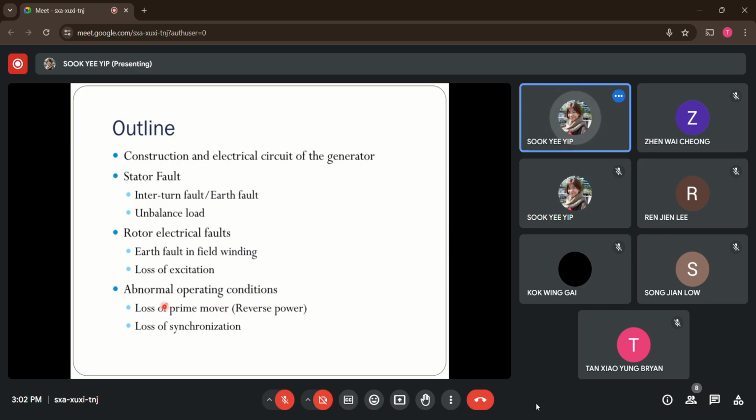Prime mover is the component that gives the motion to the generator. Right now it might no longer be working, so we have reverse power flow situations. And then we could also have loss of synchronism for the generators in the power plants. This is due to heavy disturbance in the power system. We'll see how we can deal with this so that the generators can be operated normally in the power plant.